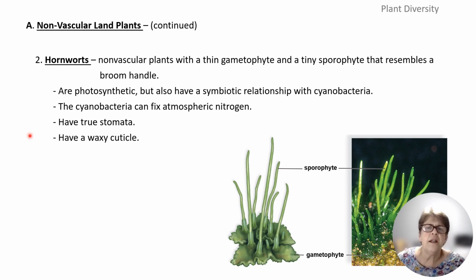Hornworts are photosynthetic, but they also have a symbiotic relationship with cyanobacteria. If you remember, symbiotic relationships are those where the two organisms help each other. So the cyanobacteria can fix atmospheric nitrogen. They can take nitrogen from the air and break apart those triple bonds and fix it into the tissues. And then the cyanobacteria get a nice place to live. Hornworts have true stomata, and they have a waxy cuticle.